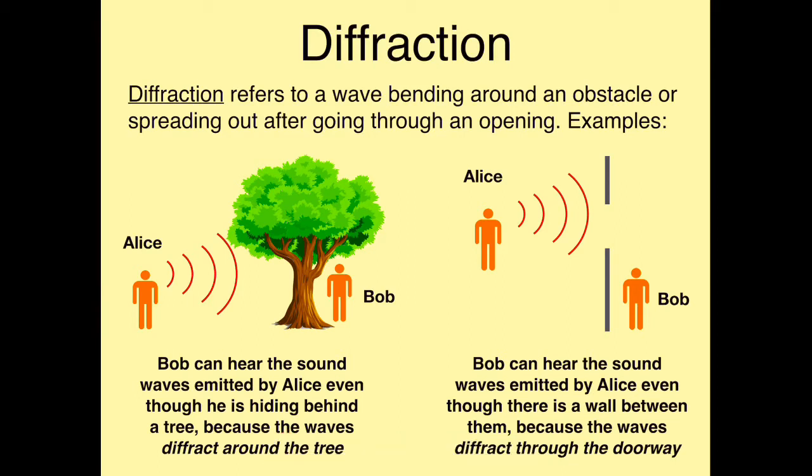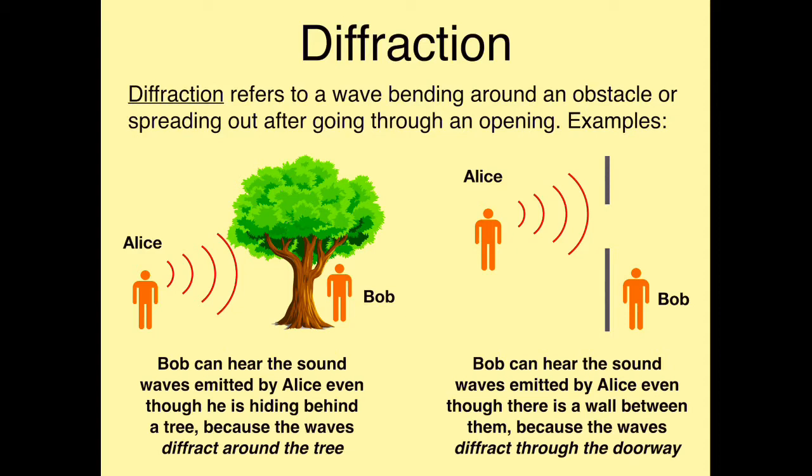There's no way that a sound wave could go from Alice to Bob if it's just moving in a straight line. But here's the thing, in this situation, as you may know from experience, Bob will be able to hear Alice. Okay, so what's happening? The sound waves that are emitted by Alice are actually bending around this obstacle. They're bending around the tree, and they actually do reach Bob. So Bob is able to hear Alice because of diffraction, because we say the sound waves diffract around the tree. They bend around that obstacle.